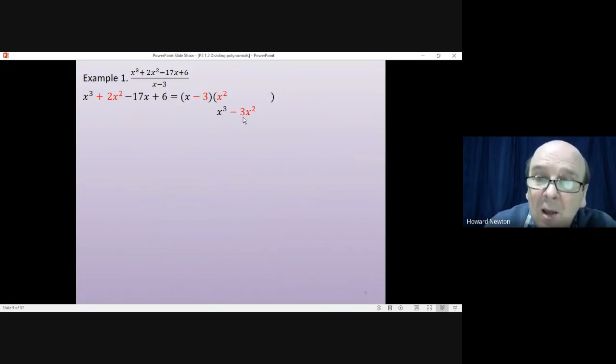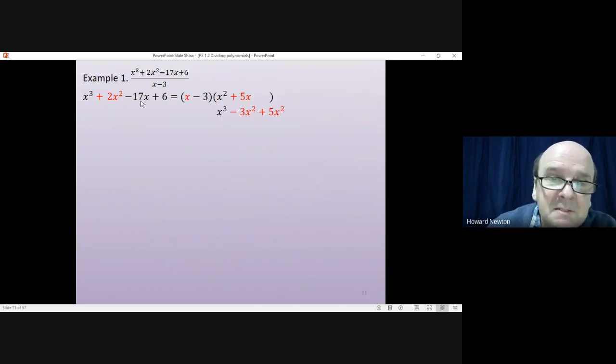So you need to think, how will I adjust this? If I add 5x squared, I'll have minus 3x squared plus 5x squared. That'll give me the plus 2x squared that I want. So I want to add 5x squared. Now you need to think, how can I do that? x times what would give me plus 5x squared? Well, x times plus 5x would give me plus 5x squared. Now that makes the x squareds right. I've got minus 3x squared, I've now got plus 5x squared, and that gives me the 2x squared that I want. So we're finished with them.